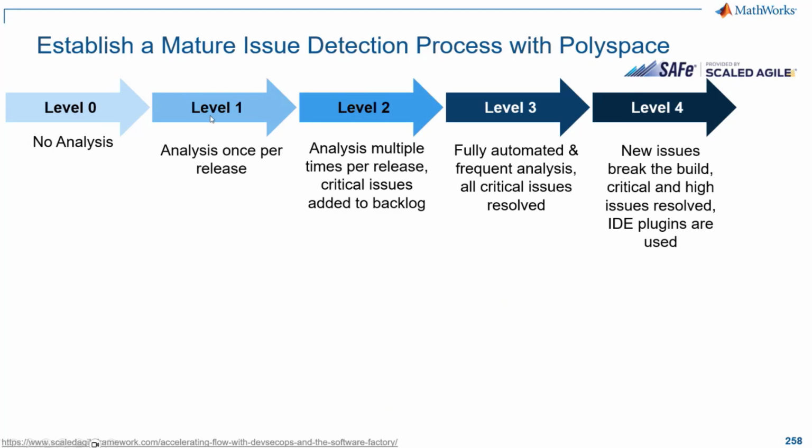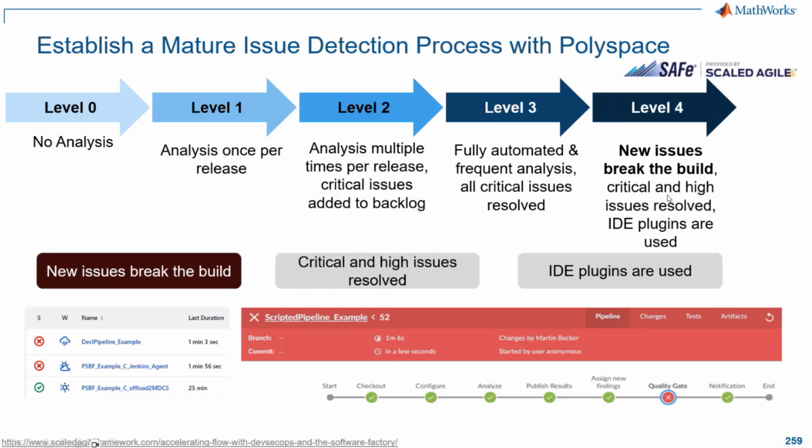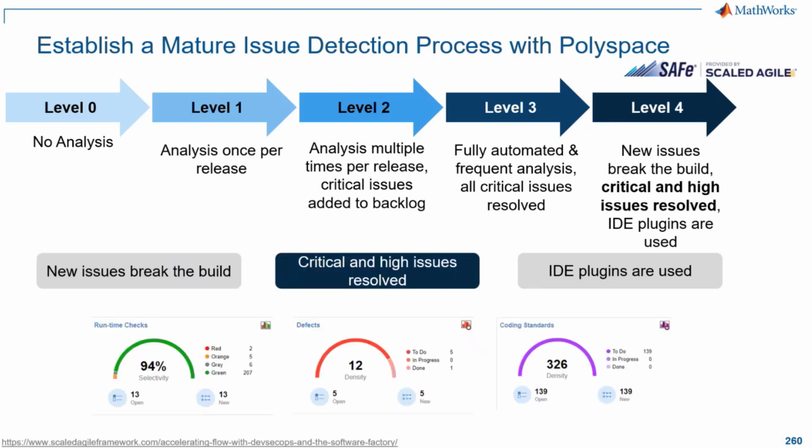As you can see here, you can go from level 0 to level 4, from no analysis to fully automated and also regression test. This can be illustrated here again. If you have a new bug, for example, that can break your build for the system, and you could also have a dashboard that shows you critical and high issues when they are resolved in this workflow.